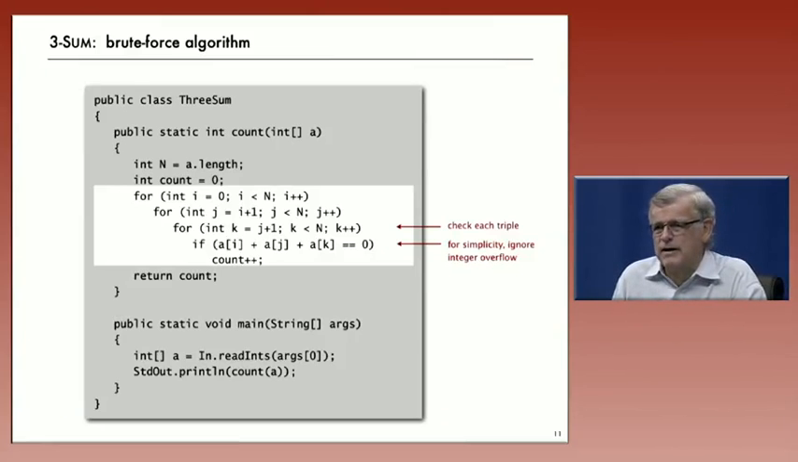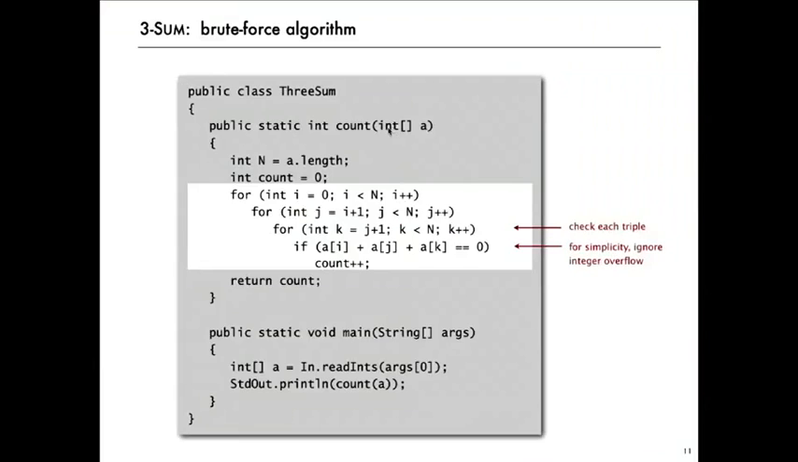It's got a static method count that is going to take an integer array as argument. N is the number of integers, that's the length of the array. We'll start with a variable count equals 0, and then a triple for loop that checks each triple i, j, k. We go i from 1 to n, j from i plus 1 to n, and k from j plus 1 to n, so that we get each triple just once. And then if ai plus aj plus ak equals 0, we increment the count. And after that triple for loop, we return the count.